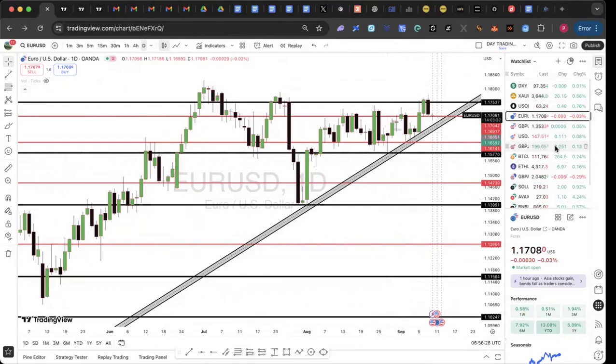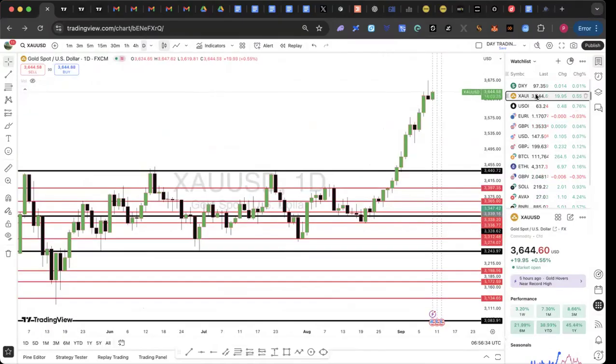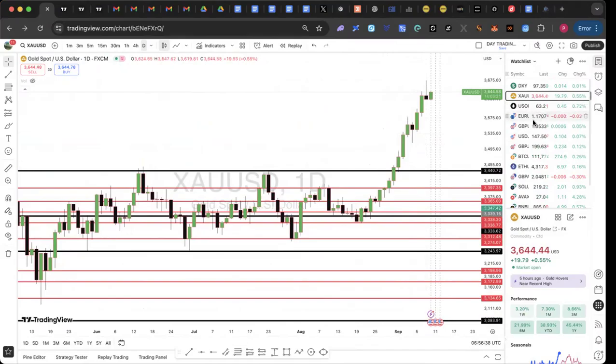All right. If you know you are going to be scalping and you are going to be meticulous in your scalping, gold is the number two I'm going to recommend for you.